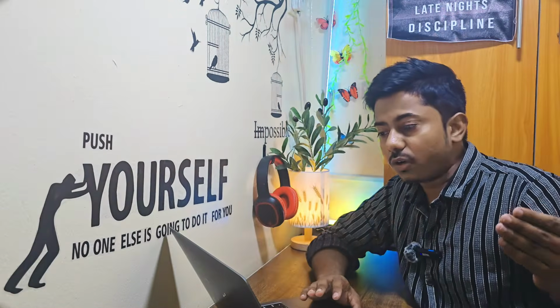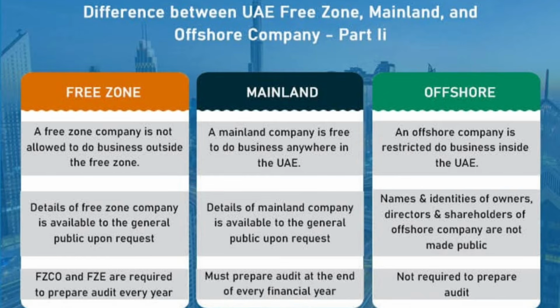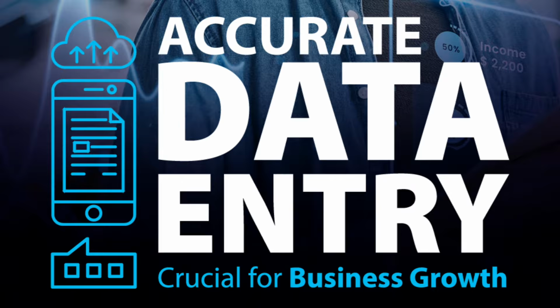Next, what is the UAE corporate tax and what are the penalties for late VAT filing or incorrect reporting? This question they will also ask: how do free zone companies differ from mainland companies in terms of tax and reporting? So you have to read that question as well. Next, how do you ensure data accuracy when you are entering data in accounting software? How do you make sure the data is correct? So you have to be ready with the answer.